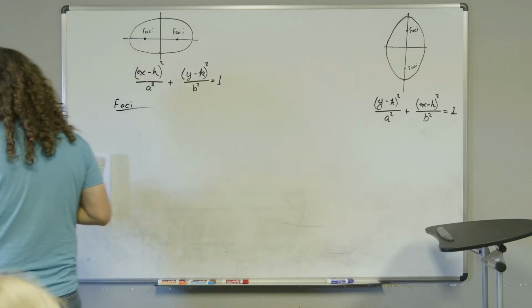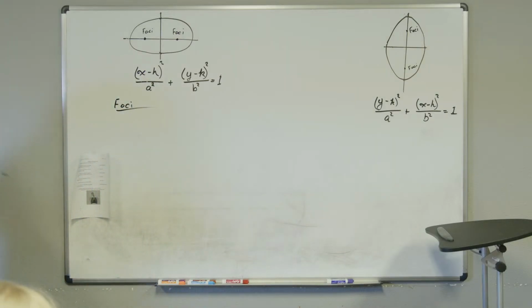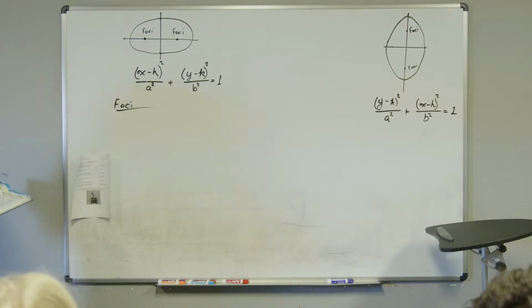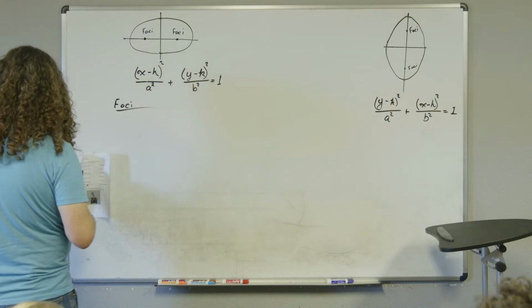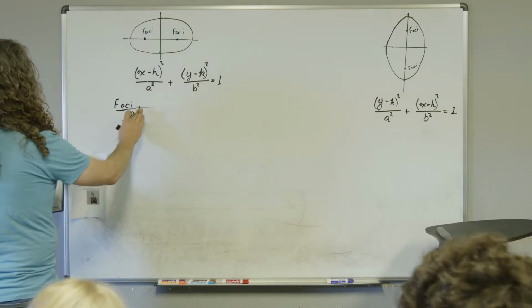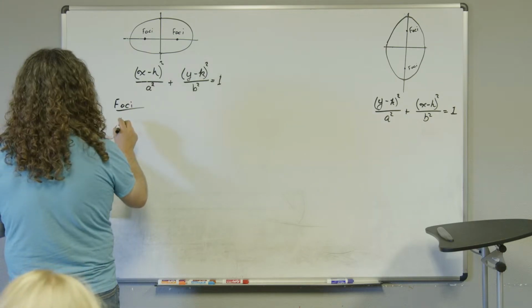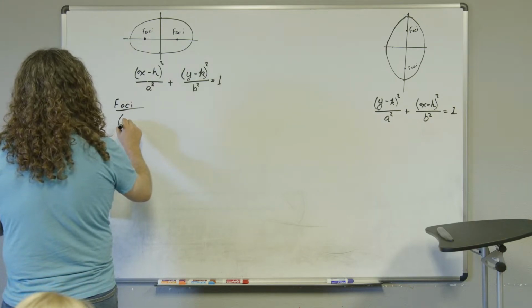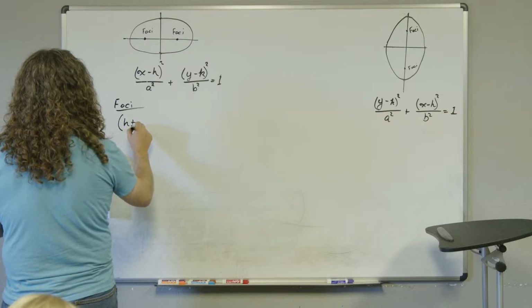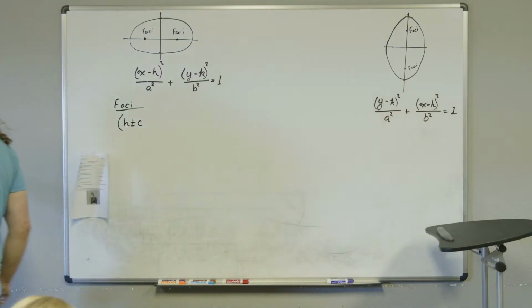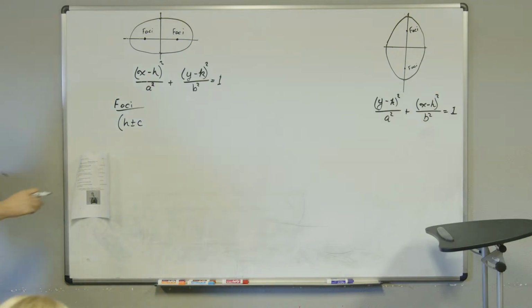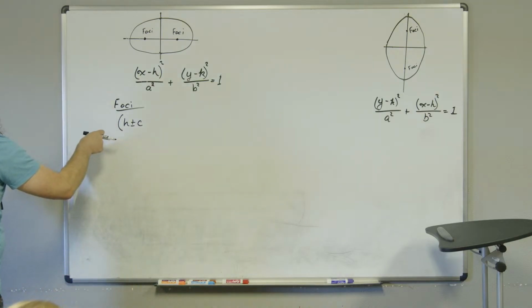To find the foci on this one, it's h plus or minus c. You're like, what's c? Don't worry, I'm going to tell you what c is. C is another constant that we get with a formula.